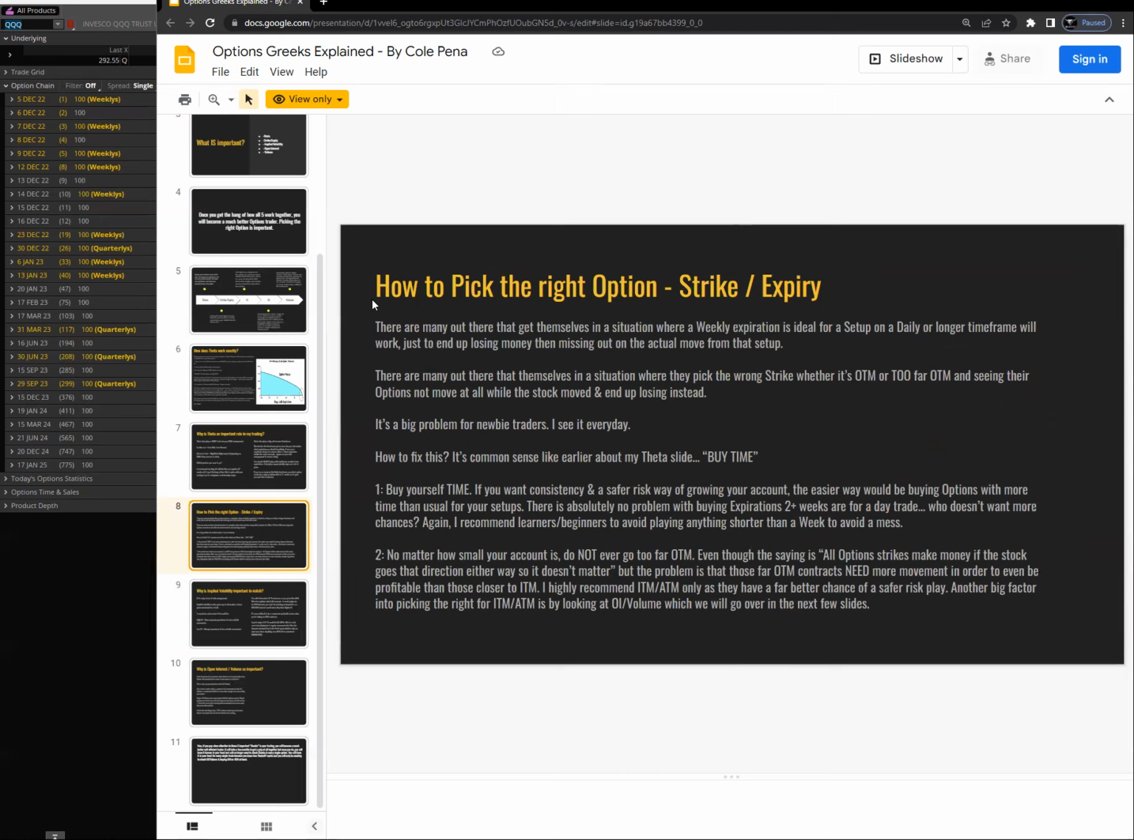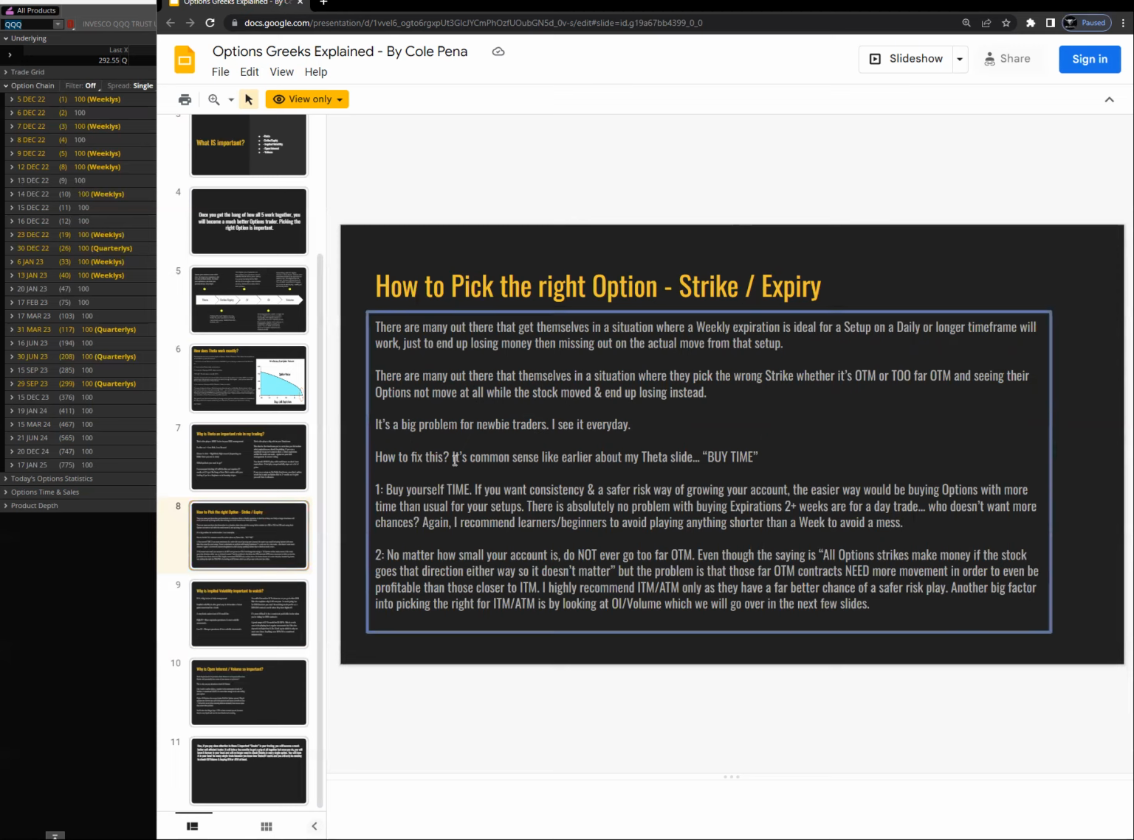There are many out there that get themselves in a situation where they pick the wrong strike, whether it's out of the money, or too far out of the money, and see their options not move at all while the stock moved, and end up losing instead. It's a big problem for newbie traders, and even experienced ones sometimes, because not many really know how to pick the right option, especially the strike and expiry. How to fix this? It's common sense.